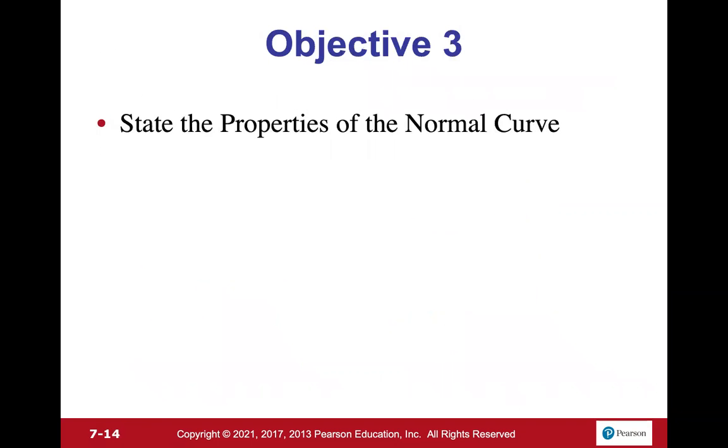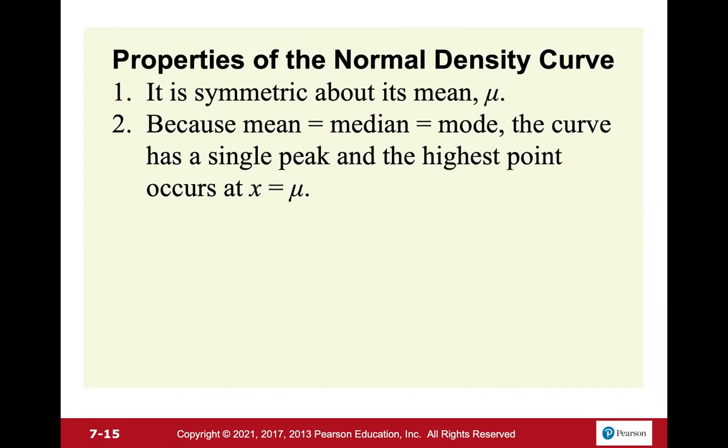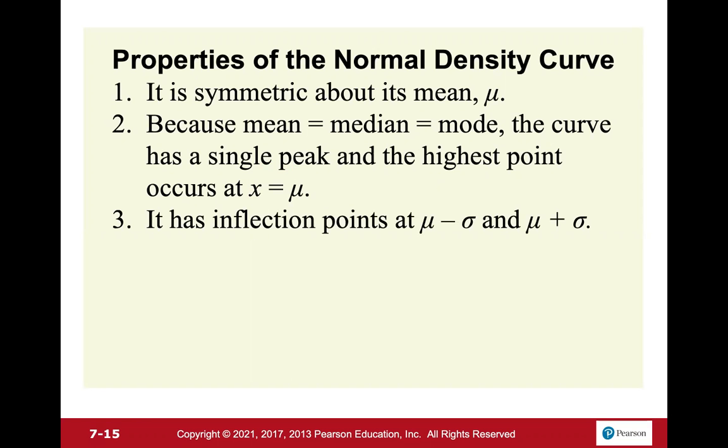All right, so now state the properties of a normal curve. Properties of a normal density curve: 1, it is symmetric about the mean, because the mean is equal to the median, which is equal to the mode. The curve has a single peak, and the highest point occurs at x equaling mu. It has inflection points at 1 standard deviation below the mean and 1 standard deviation above the mean.